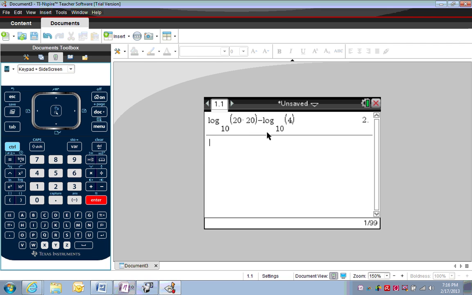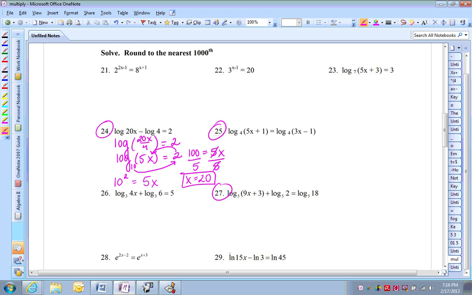Okay, now let's go on to problem 17. We have log base 4 of 5x plus 1 equals log base 4 of 3x minus 1. So, when we have logarithms that have the same base set equal to one another, we can go ahead and drop them. So all this becomes is 5x plus 1 equals 3x minus 1. Then we need to get all of our x's on one side and all of our constants on the other. So I'm going to go ahead and subtract 3x from this side and this side.